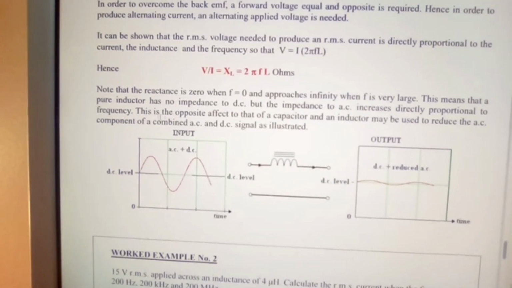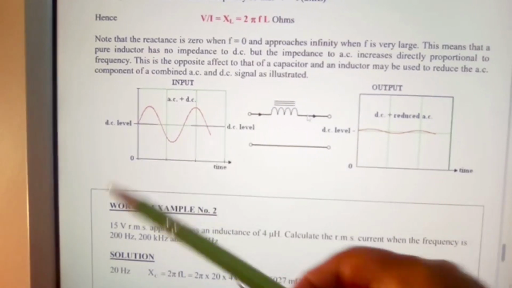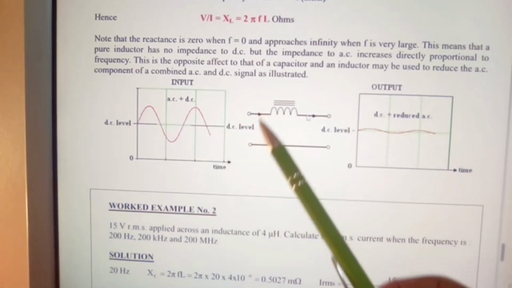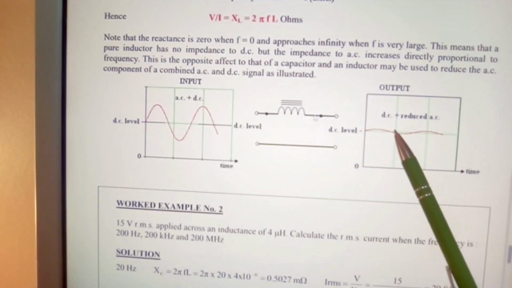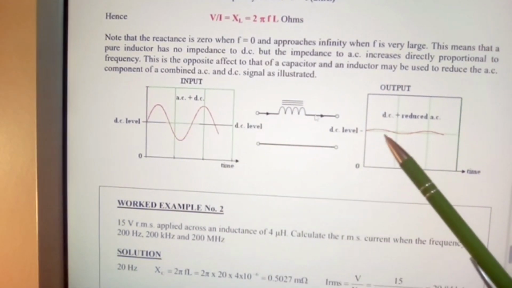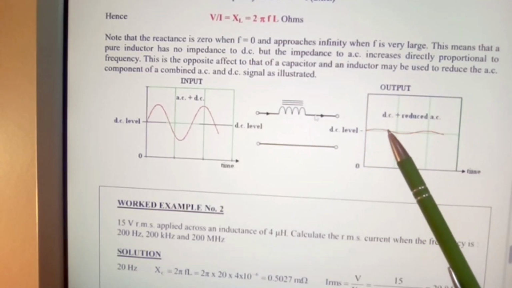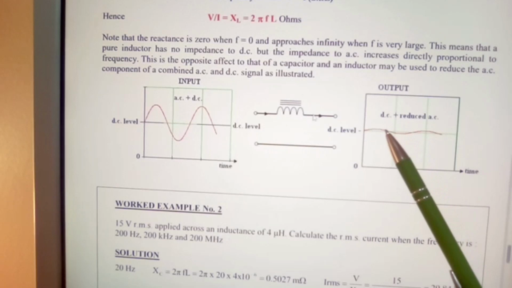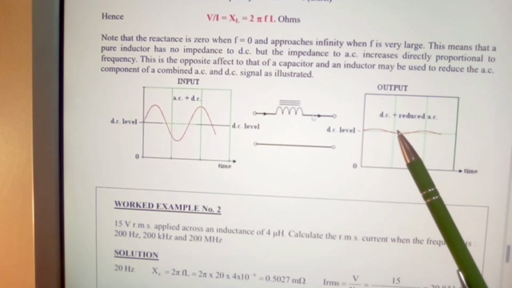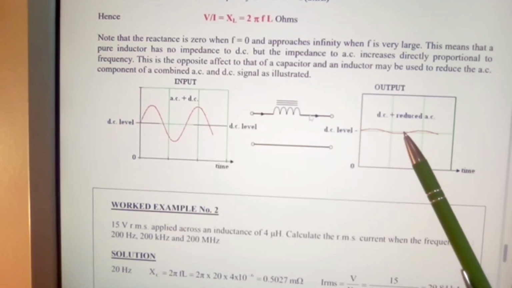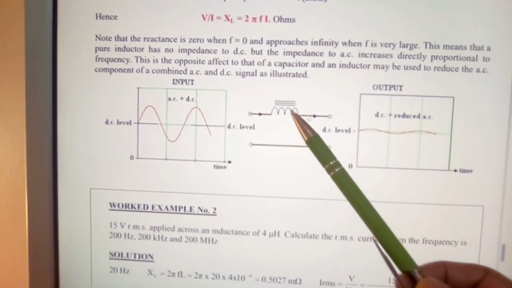So what we're looking at here is we're putting in the AC DC level, but using an inductor we get actually a lower output. The amplitude has moved from here to here. So you can see the effect that the inductor has. It actually reduces the input signal from its original state. Okay, that becomes this using our inductor.